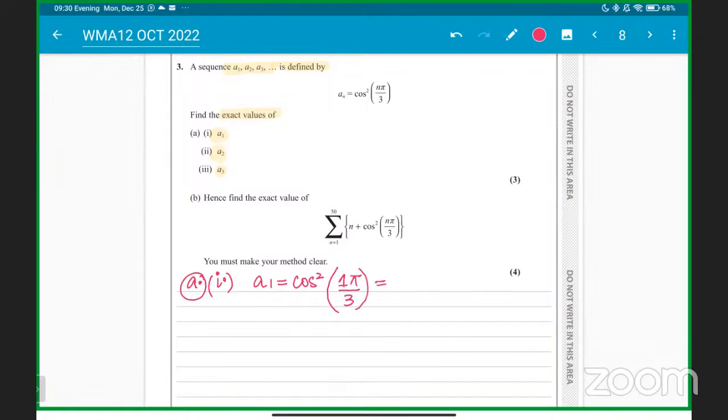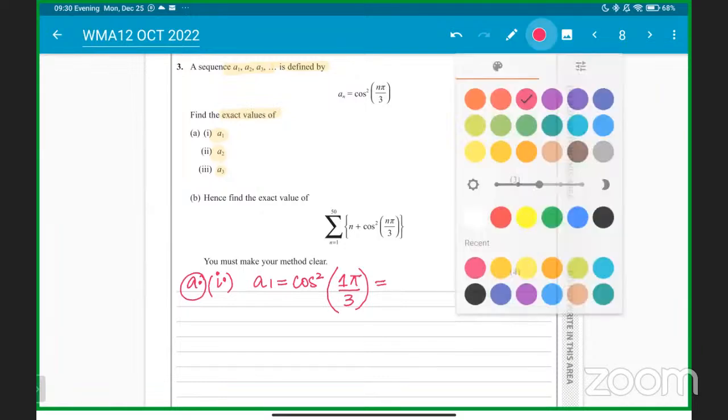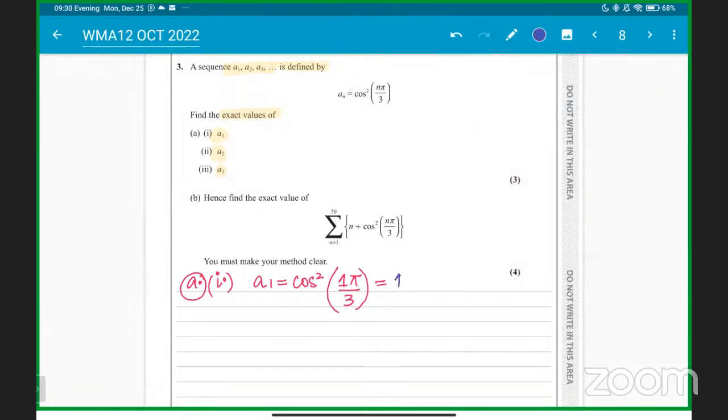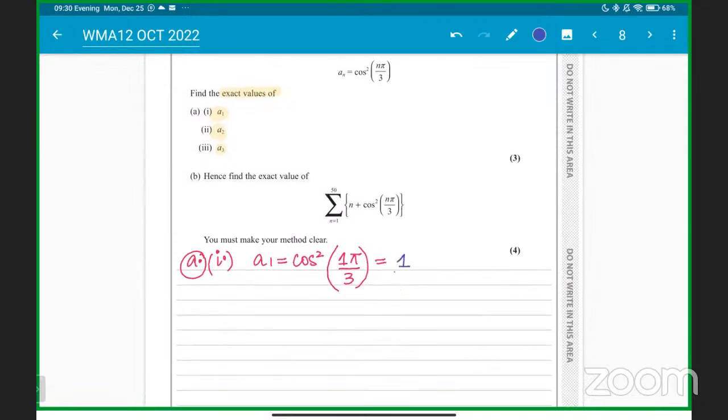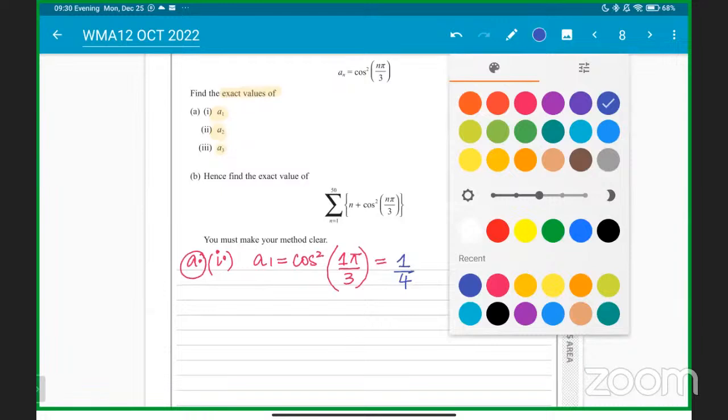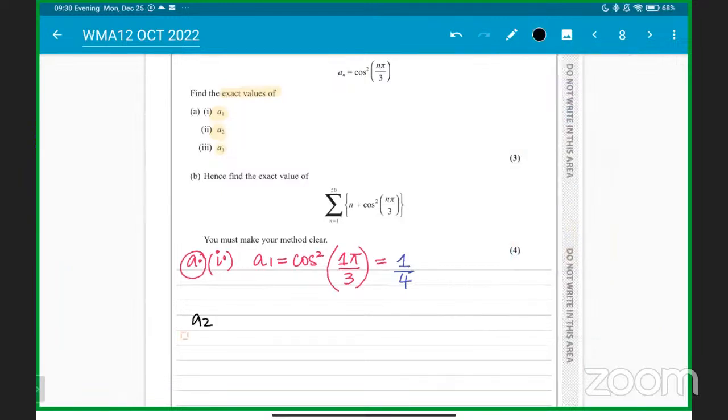I already know the values. I've solved this question a couple of times. So it is coming 1 over 4, right? Got it? A1 is coming 1 over 4, right? Everyone got this? Then A2, again, you'll find out the second part as well.